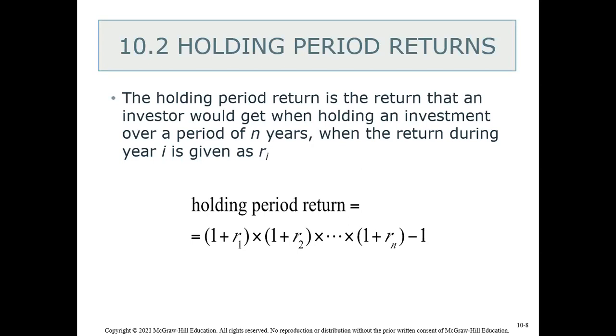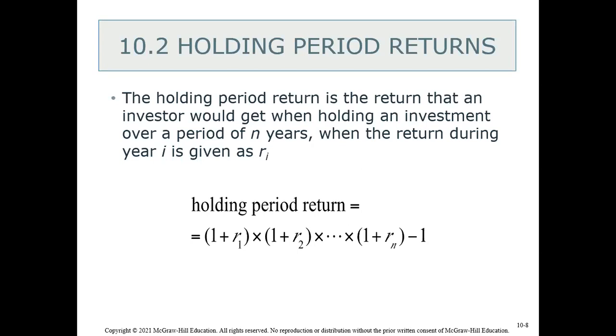Okay, so the next return we want to look at is what's called holding period return. So this is the return that an investor would get when holding an investment over a certain number of years. When the return during the year is a certain amount, it is shown as R1. So that's the return value, or Ri.